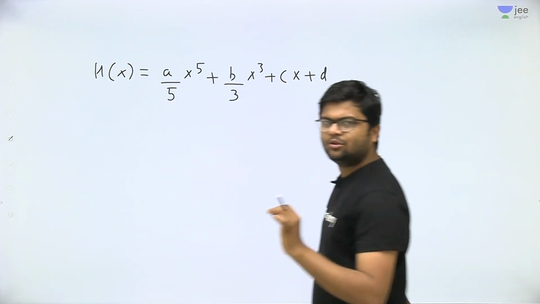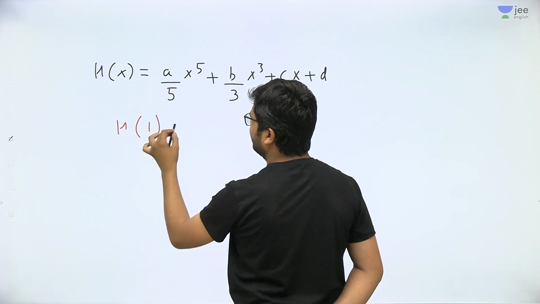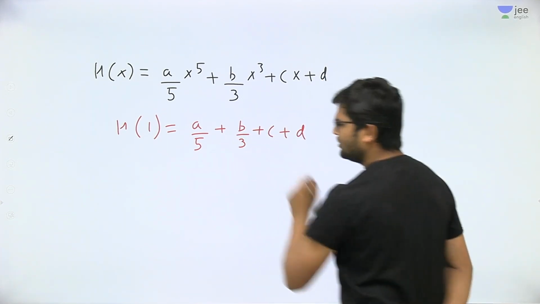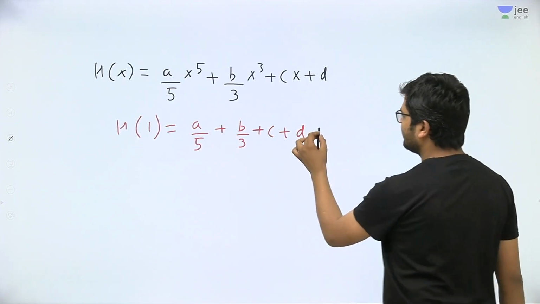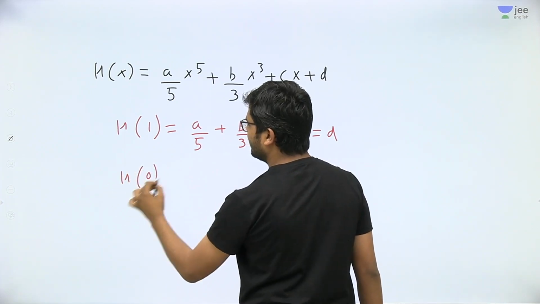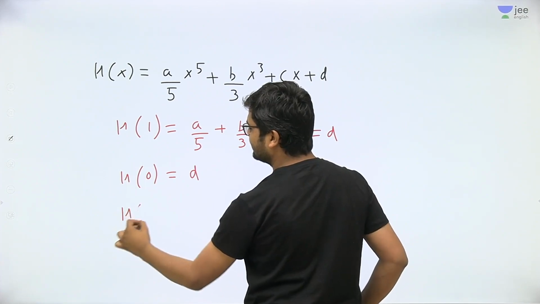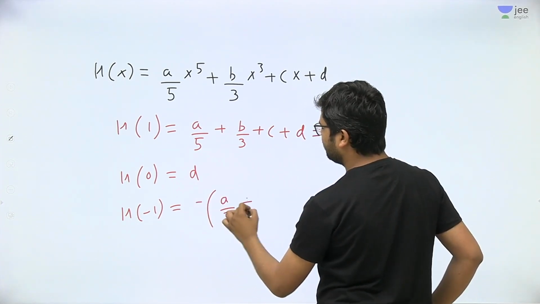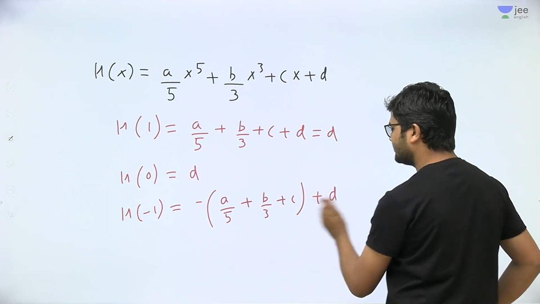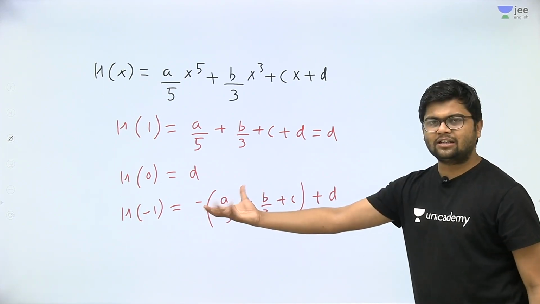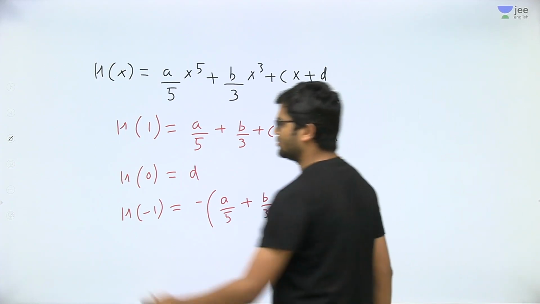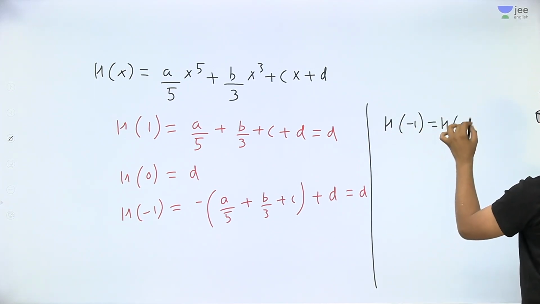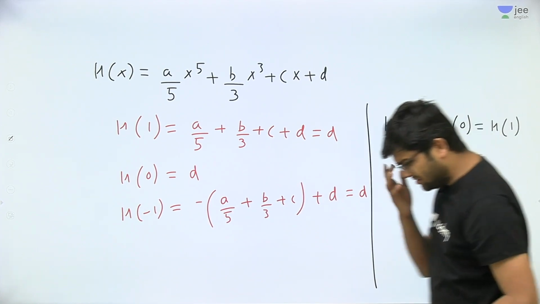Now you can easily find out some standard results. First, h(1) will come out to be a/5 + b/3 + c + d. Now since a/5 + b/3 + c is 0, it will come out to be d. And h(0) will be d. And one interesting result more: if you calculate h(-1), it will come out to be -(a/5 + b/3 + c) plus separately d. Got my point? And this is again 0, so h(-1) will come out to be d also. So this is the result that will solve this question. Now we have the result that h(-1) = h(0) = h(1).